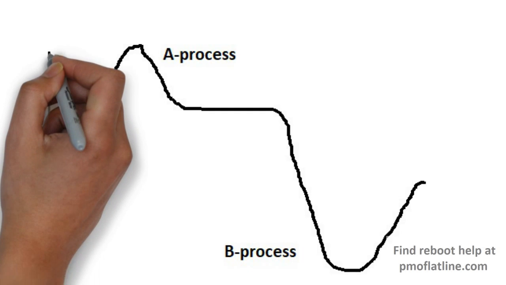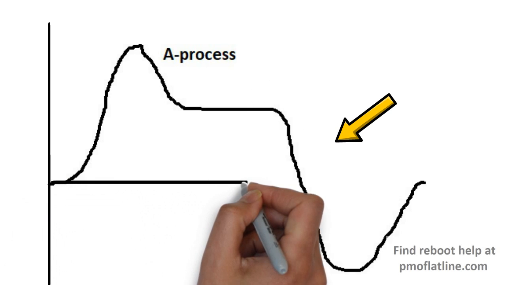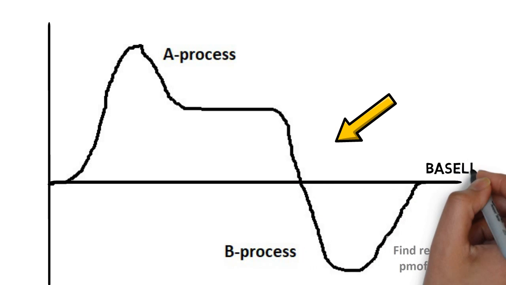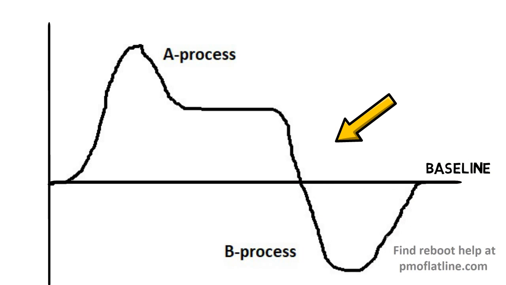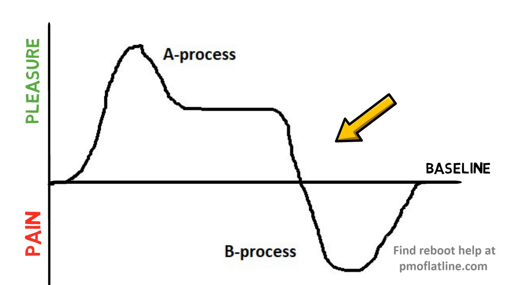Okay, so the spike to the left here is the A process and then the dip that follows, that's the B process. And then we have the baseline here. Alright, now what Solomon found is that if you expose yourself to some stimuli, there is always going to be an exact opposite reaction later on.